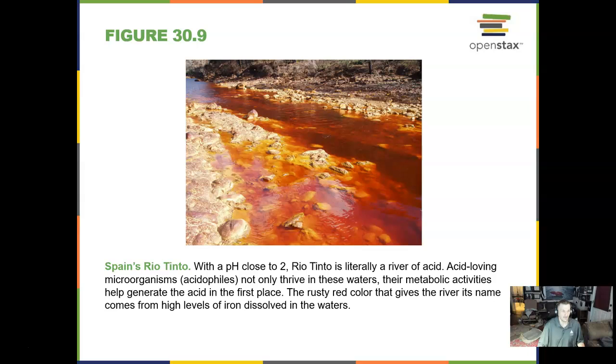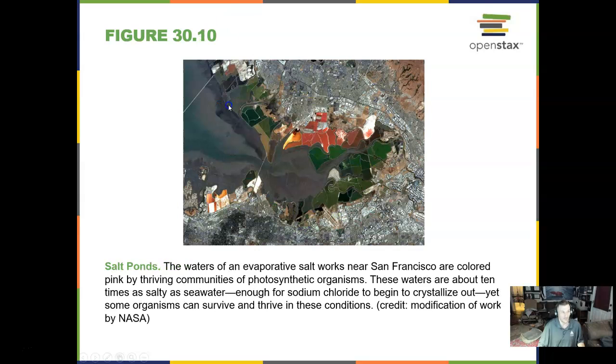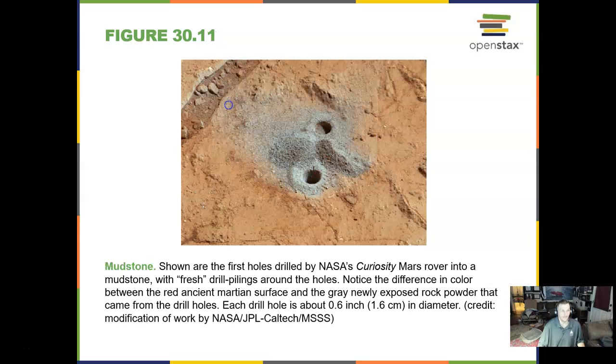This is in Spain with a pH close to 2. It is a river of acid. That's about the pH value of pretty strong soda and other harsh chemicals. Here are some salt ponds near San Francisco. We can look at mudstone, and these were holes drilled by the NASA Curiosity Mars rover.